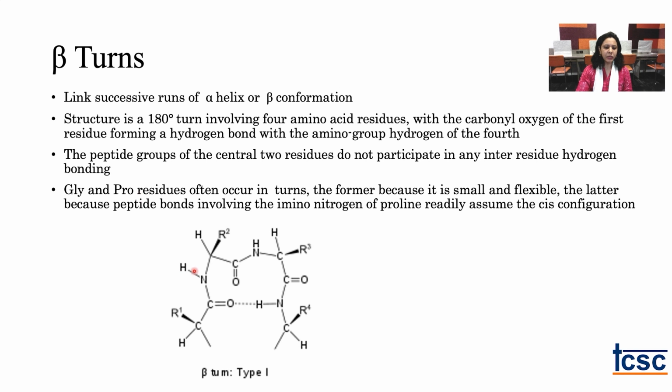And this is how a beta turn looks. We can see that there are 4 amino acids involved, and the first and the fourth are usually hydrogen bonded, and this is how the beta turn looks. So these are the secondary structures which are present in the protein.